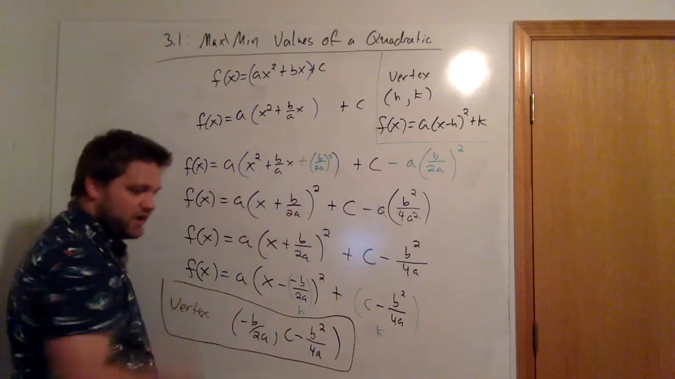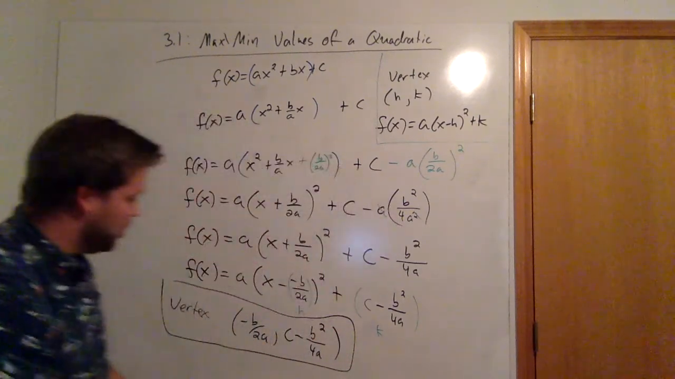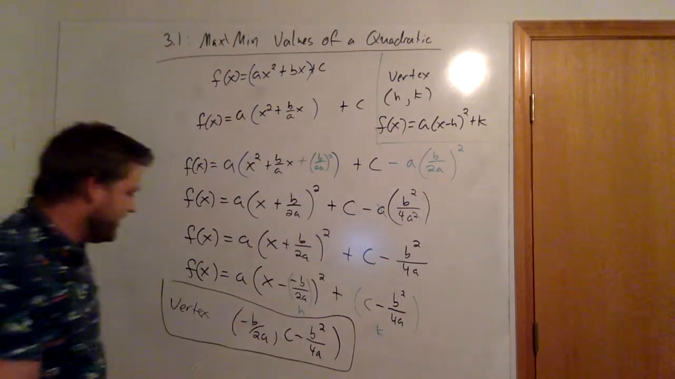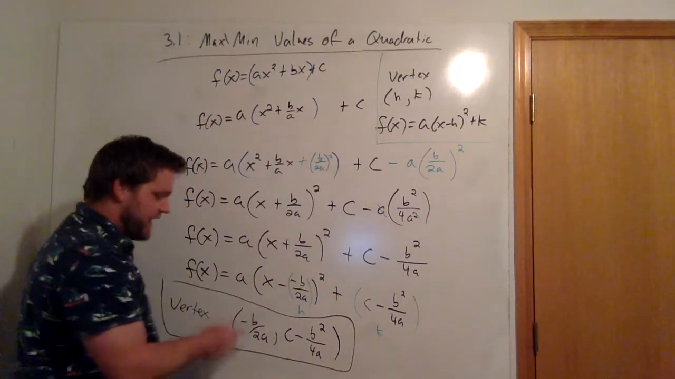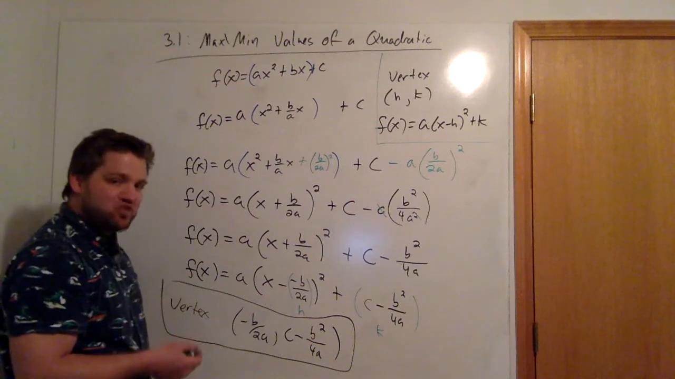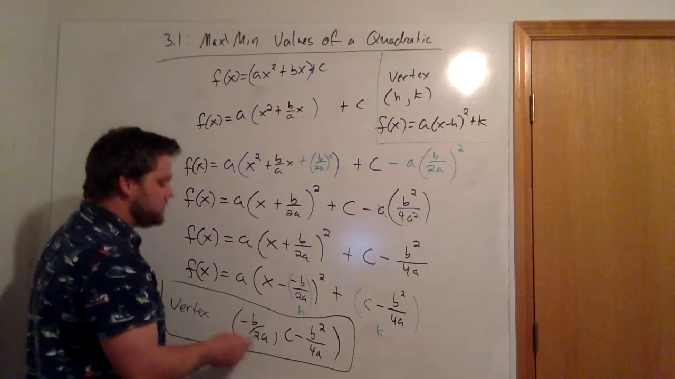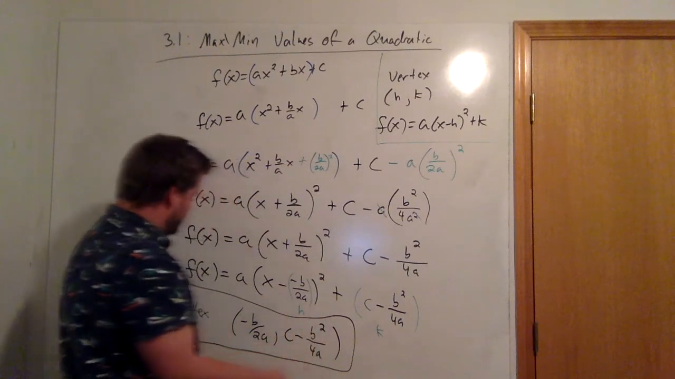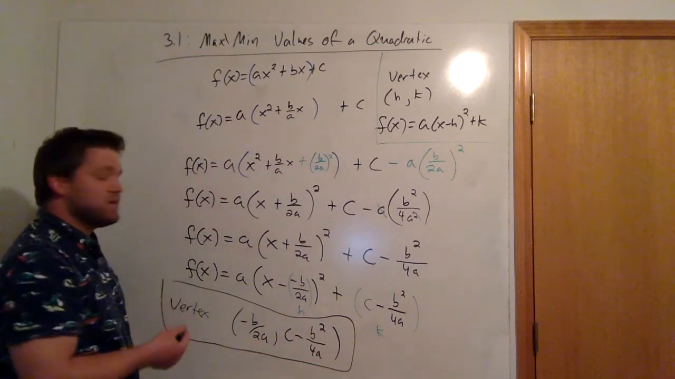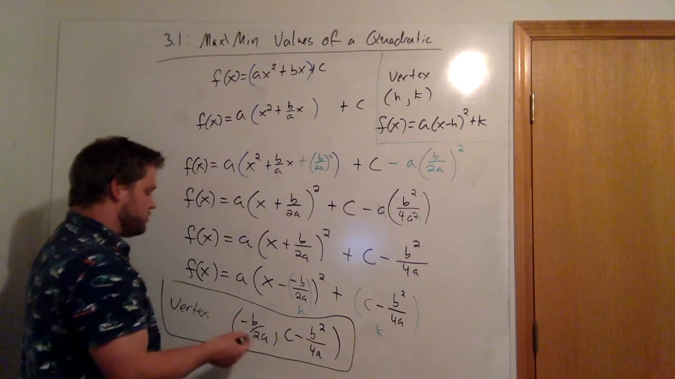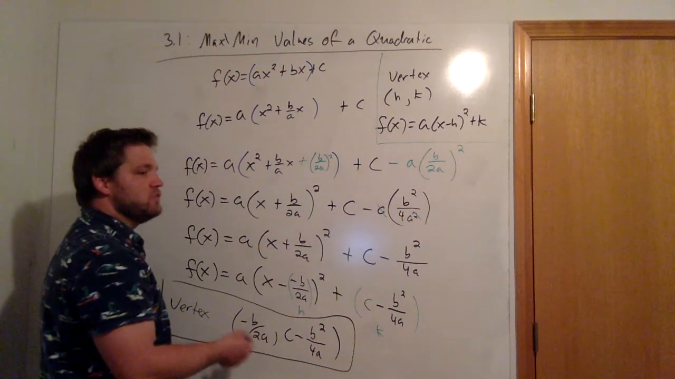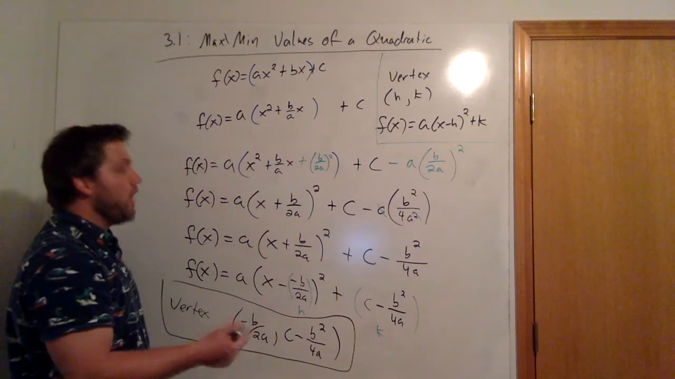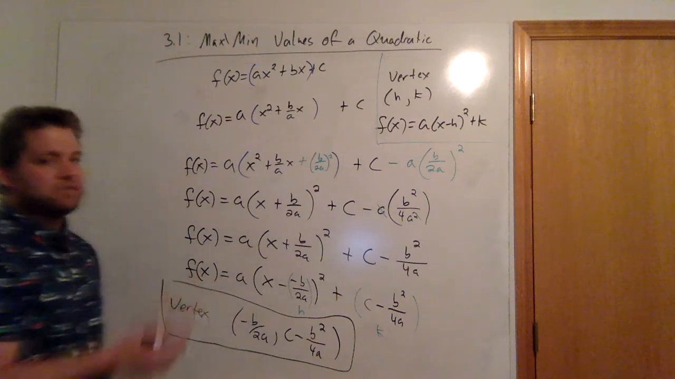Okay, do I have this memorized? No, I do not. I do have memorized the x-coordinate. I do know that the x-coordinate of the vertex is negative b over 2a. Do I remember the c minus b squared over 4a junk? No, I do not memorize that. I remember that the x-coordinate for the vertex is negative b over 2a. If I want to know what the y-coordinate is, I just plug that back into our function to figure out what the output is.